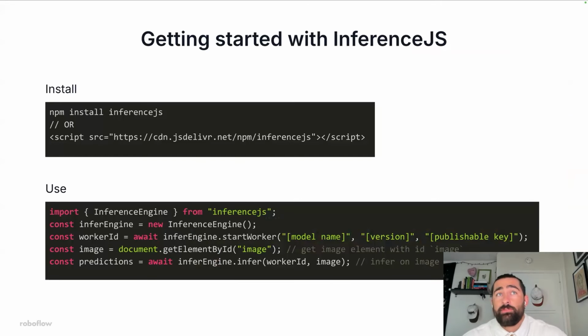So getting started with Inference.js is pretty simple. This is assuming that you already have a model trained within the Roboflow ecosystem. You can pull it in from Universe, or you can pull in your own models. And so once you have a model that you want to bring in, all you have to do is grab the identifier, the version for the model, and your publishable key. And then this is what the integration looks like.